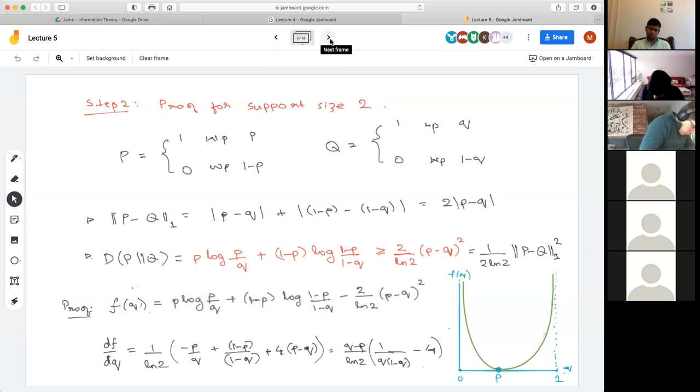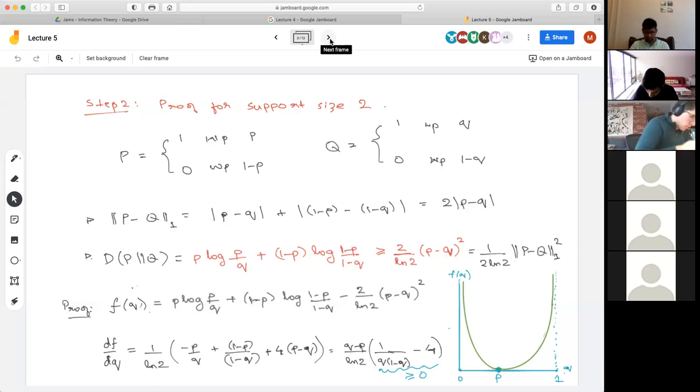The thing to notice is that this term is always greater than or equal to 0 for all q, and q times 1 minus q is less than or equal to 1/4, or the other way, 1 over q times 1 minus q is greater than or equal to 4. And so the derivative is negative when q is less than p, and positive when q is greater than p. So the function is decreasing when q is less than p, increasing when q is greater than p, and you can check that it goes to infinity at the extremes.